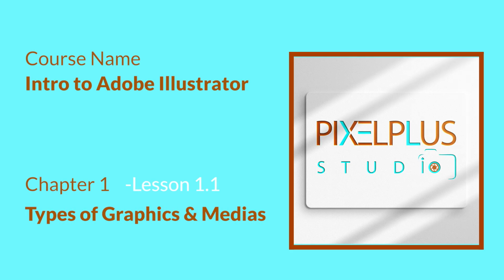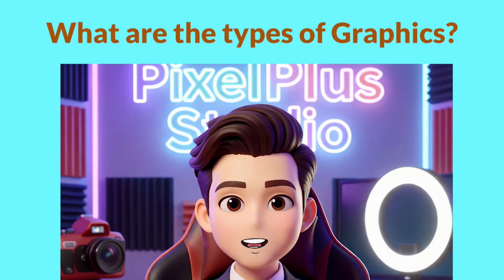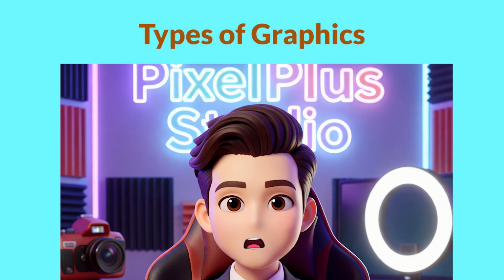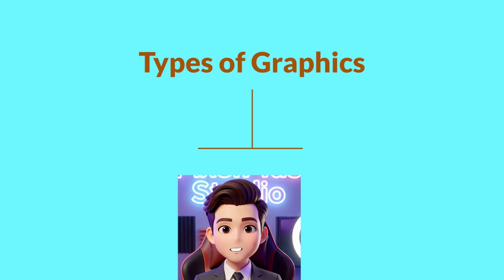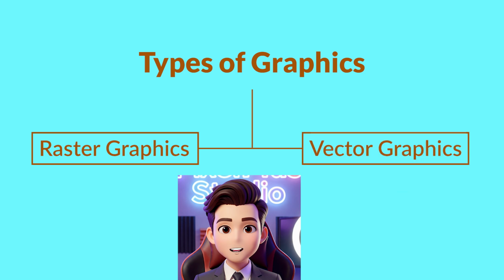In this chapter, we are going to learn some fundamentals of graphic design. At first, we are going to look at what are the types of graphics. So basically, we got two types of graphics. One is raster graphics and the other one is vector graphics.